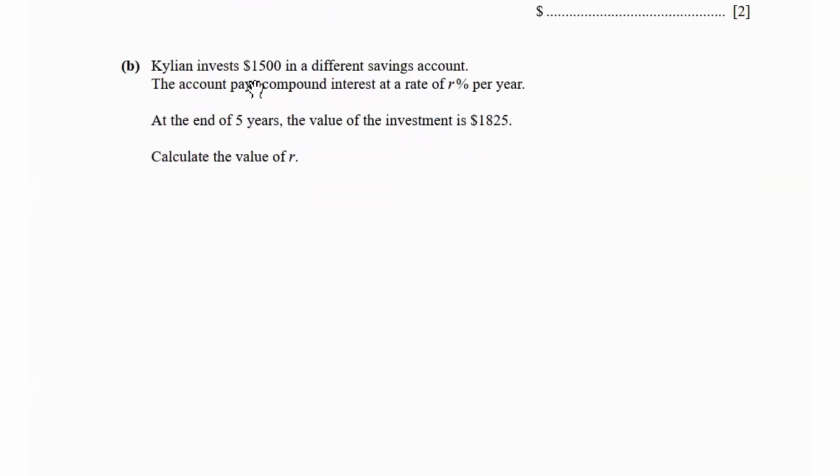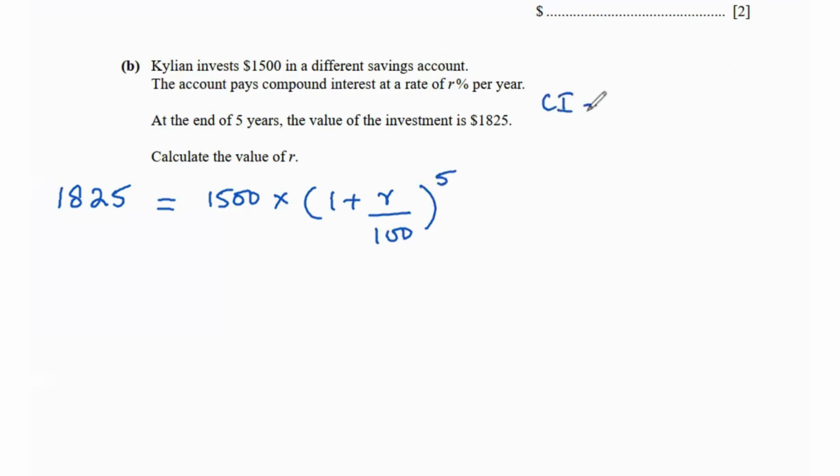Then it says, Kylie invests $1,500 in a different savings account. The account pays compound interest at a rate of R% per year. At the end of 5 years, the value of the investment is $1,825. Calculate the value of R. So it's compound interest. That means we have the final value amount over here, and that equals the principal amount times 1 plus the rate of interest over 100 to the power of time, which is 5. So write the formula over here: P times 1 plus R over 100 whole power T.